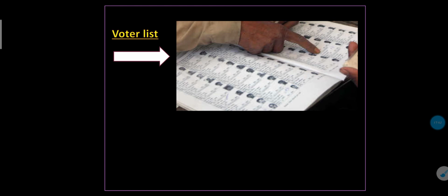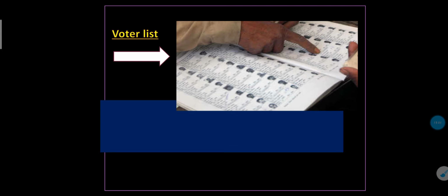this kind of list, where every piece of information is given: your address, your date of birth, your name or father's name, and the constituency you are included in where you will go and give the vote. Your constituency, your polling booth number, everything is given in that particular list. So this is called the voter list.